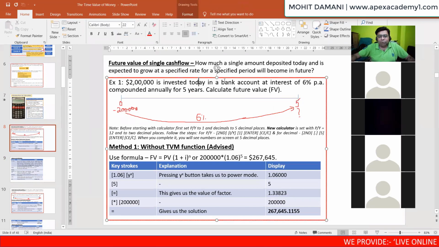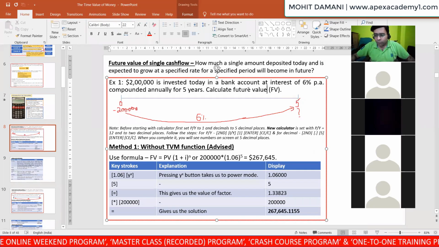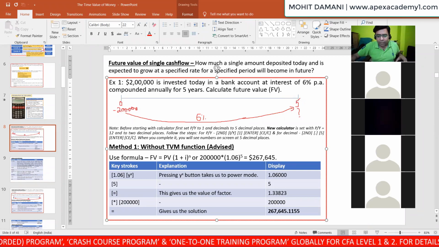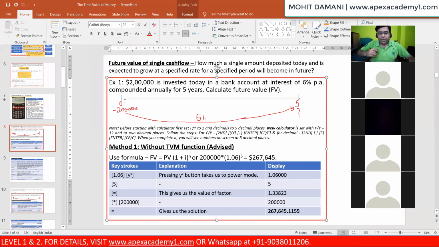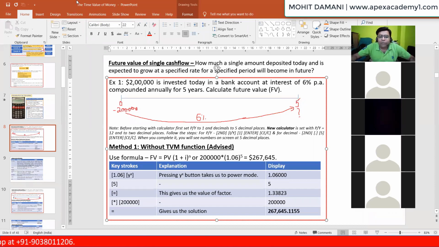$200,000 is invested today in a bank account at an interest rate of 6% per annum, compounded annually for 5 years. Calculate future value. So what we are supposed to do is calculate the future value. Obviously this $200,000 is invested today. Is it a cash inflow or a cash outflow? Guys, communicate. It is standing at the 0th day, because cash is going out at the 0th day. It is a cash outflow, so we will enter minus $200,000 as PV.